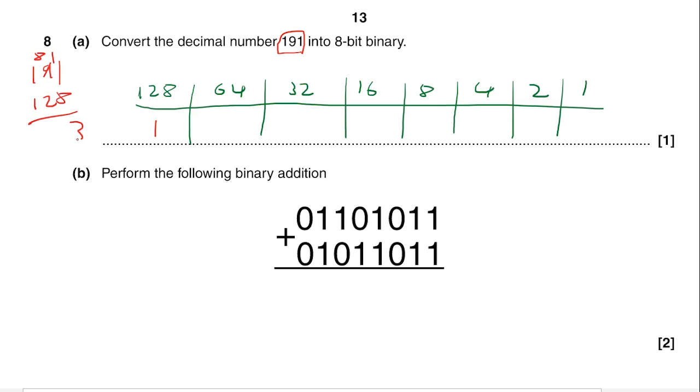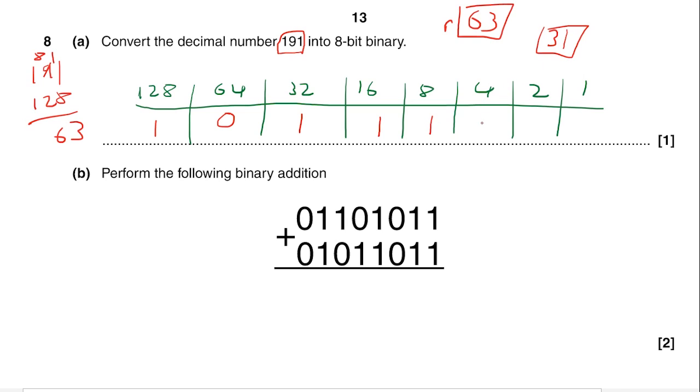So 63 is our next target number. This is our remainder. 64 doesn't go into 63, it's too big, but 32 does go into 63 obviously, and remainder 31. 16 goes into 31 once, remainder 15. 8 goes into 15 once, remainder 7.